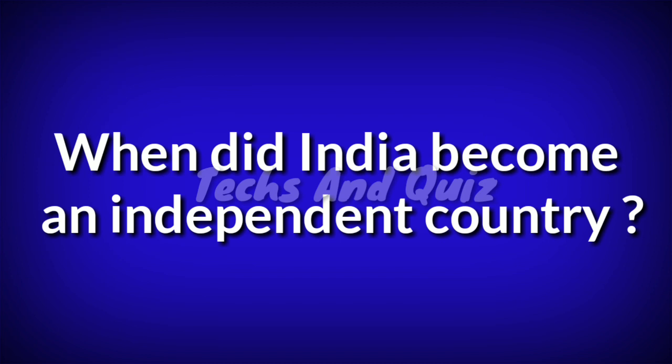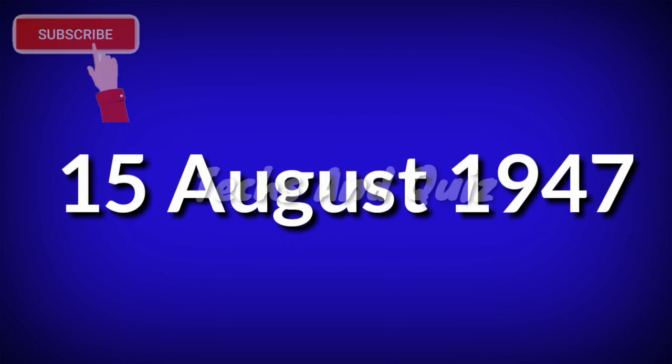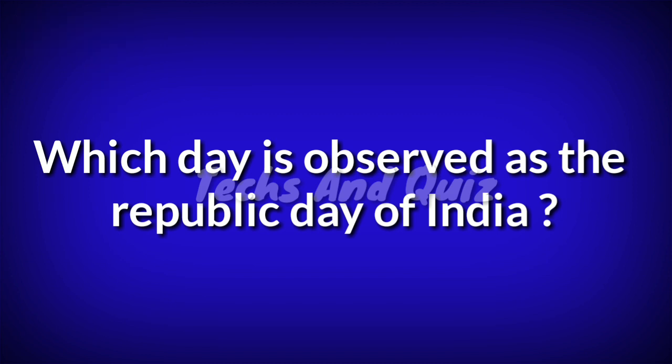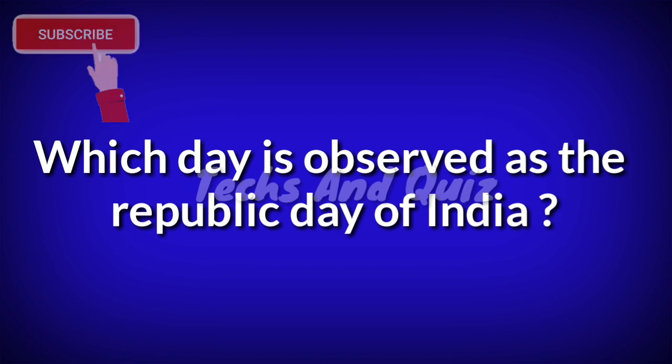When did India become an independent country? Answer: 15 August 1947. Which day is observed as the Republic Day of India? Answer: 26 January.